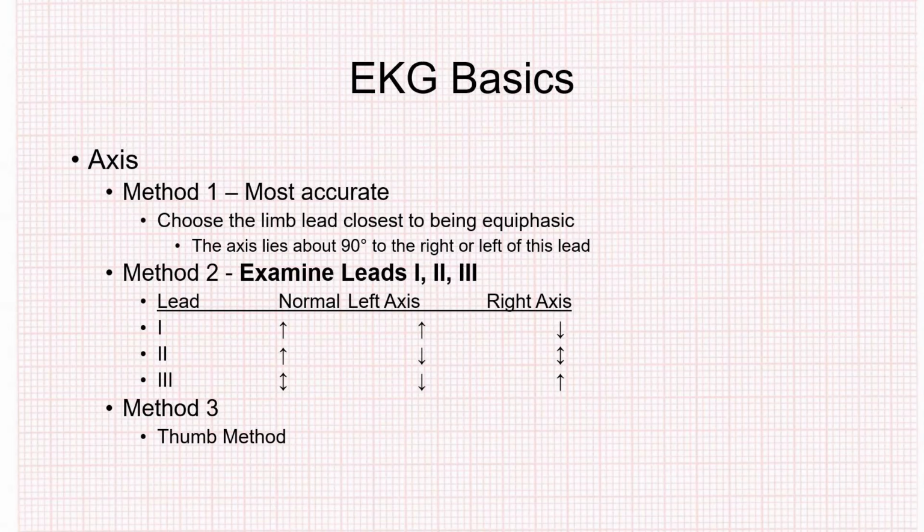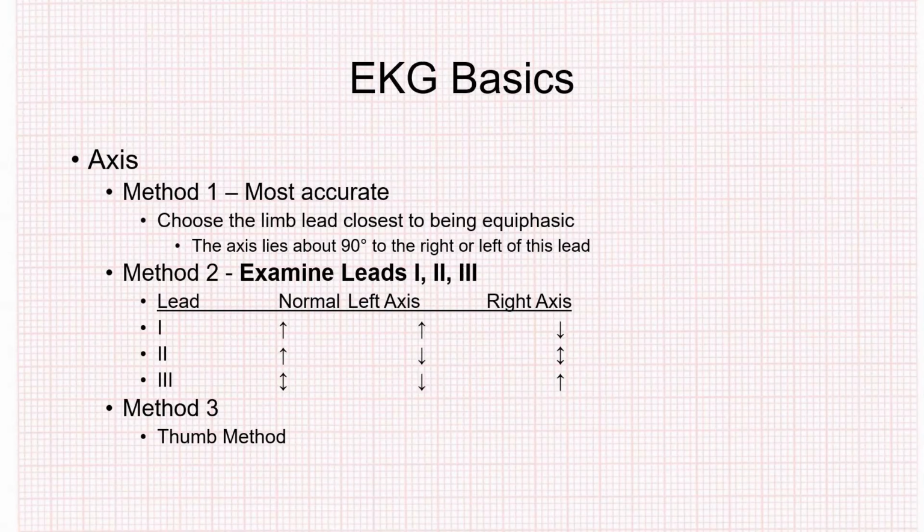So method 1 is the most accurate, which is choosing a limb lead that's closest to being equiphasic, meaning that there's as much of an upward deflection as there is a downward deflection. And the axis lies 90 degrees to the right or left of this lead. The problem with this method is that you really have to have that previous map that I just showed you about the limb leads and memorize which vector goes with each of them. So that can be a little bit cumbersome. Luckily there's a couple of easier ways to do this.